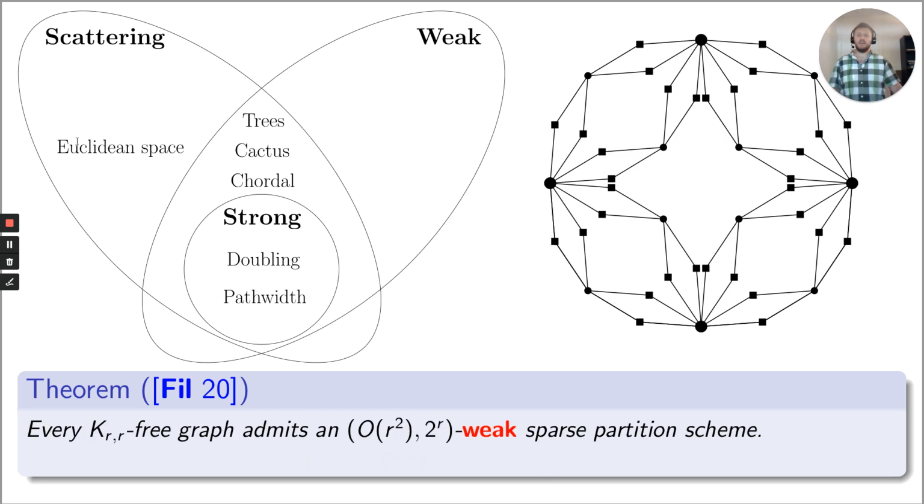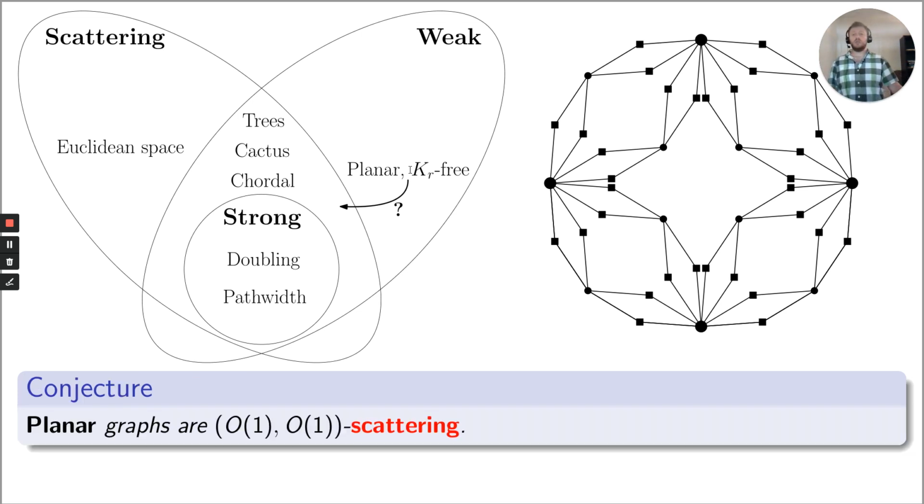And finally, I guess the most interesting family we can think about in this context is that of minor free graphs. Using the famous KPR padded partitions, one can construct R squared and 2 to the R weak sparse partition scheme for minor free graphs, which puts them here. But what about scattering? We actually don't know. This is the main open question we leave, and we conjecture that you can construct them.